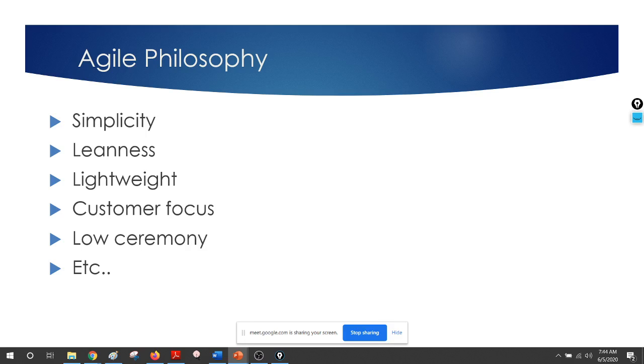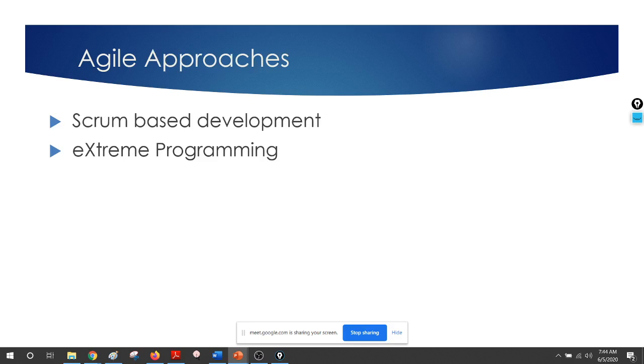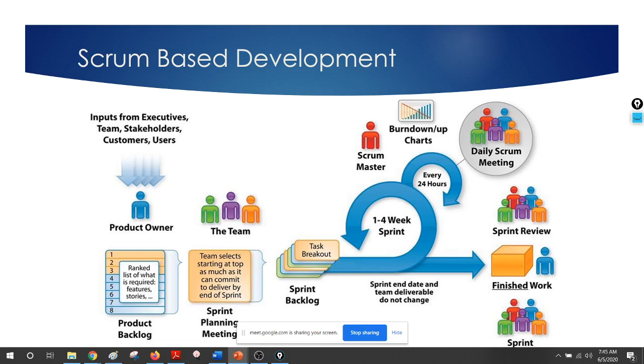So that is agile philosophy, that is what we expect from software engineers, right. Then the agile approach, we have two approaches: Scrum based development and extreme programming. So when it comes to Scrum based development, we do have a specific approach, which I am not going to discuss, so you have to refer to the handbook, right.